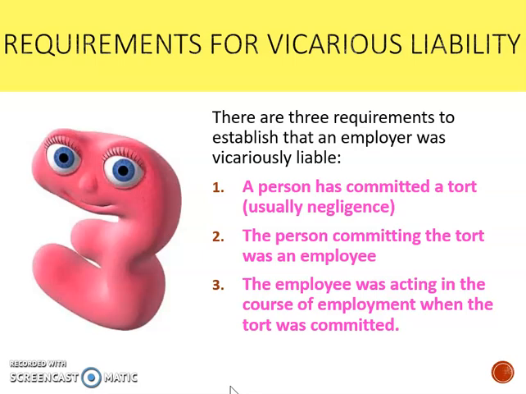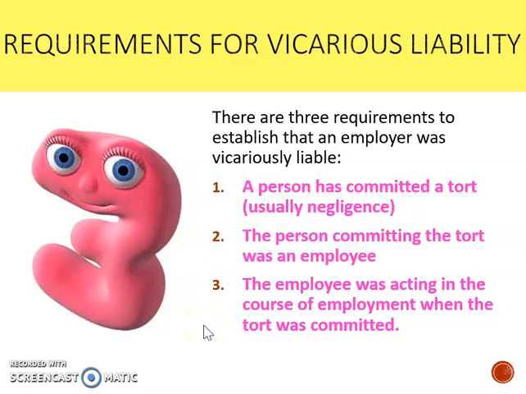In order to find an employer vicariously liable for the torts of their employees, we have to prove three requirements. Firstly, that a person has committed a tort, and it's usually negligence. So as I said before, if I'm running down the corridor with tea, that would be a negligent thing to do. The person committing the tort was an employee, and I am an employee in the example I gave to you a minute ago. And thirdly, the employee was acting in the course of their employment. I was at work, I was doing my job at the time. So they're the three requirements for vicarious liability.